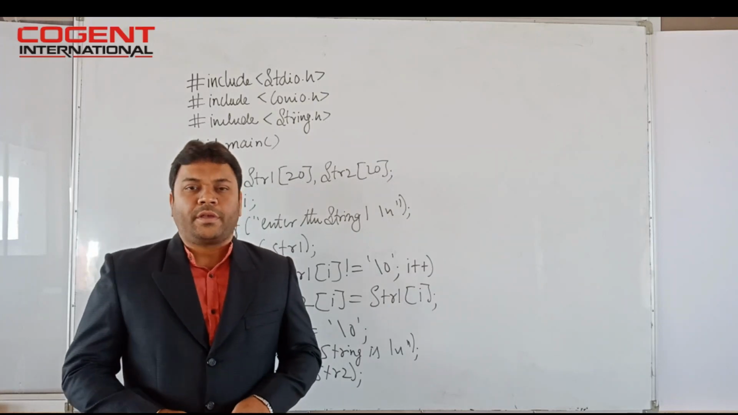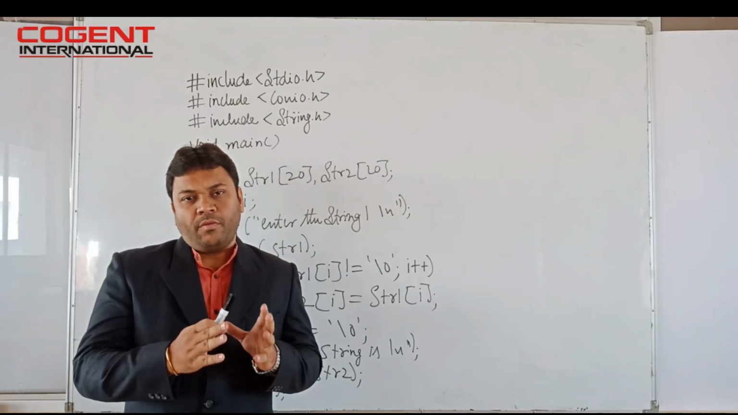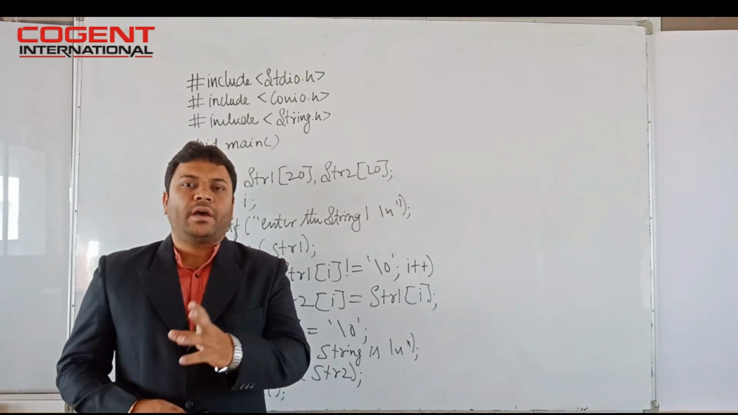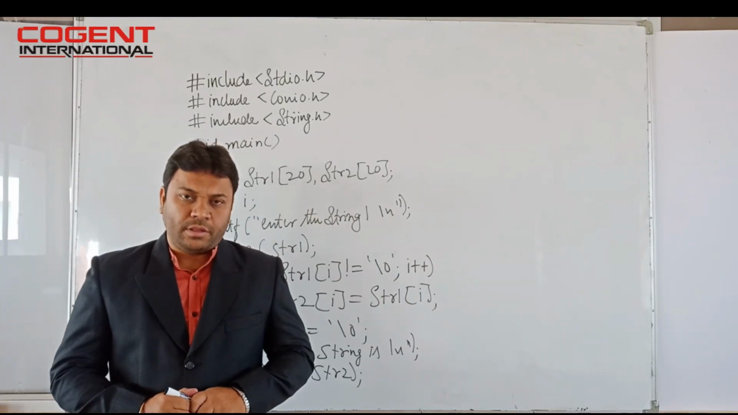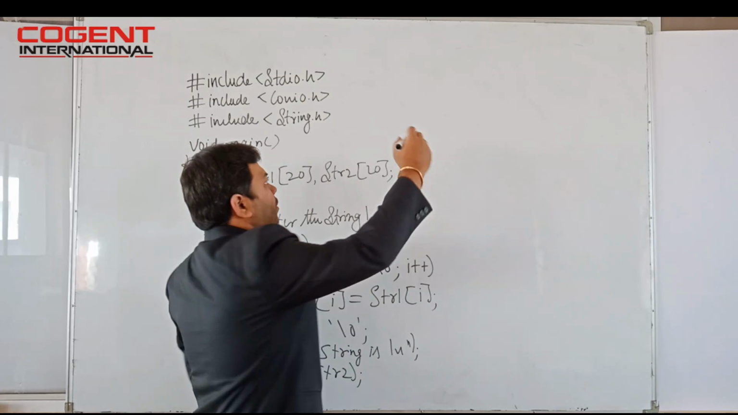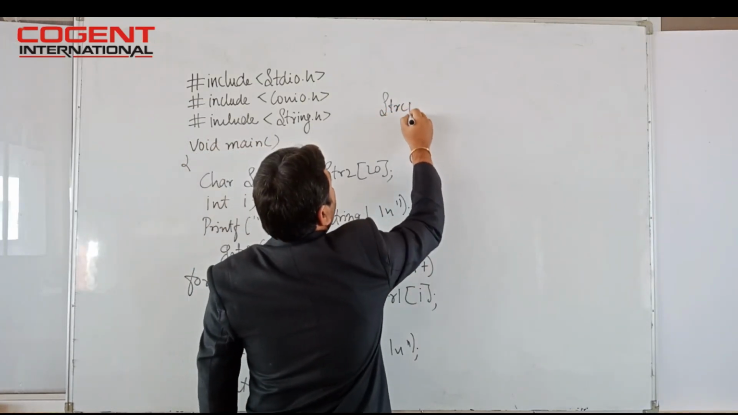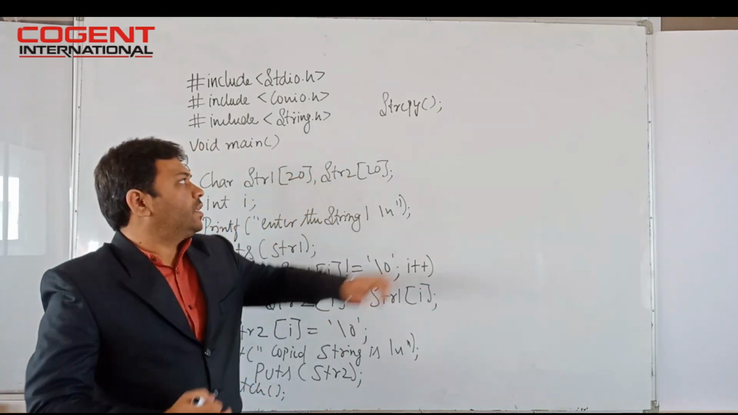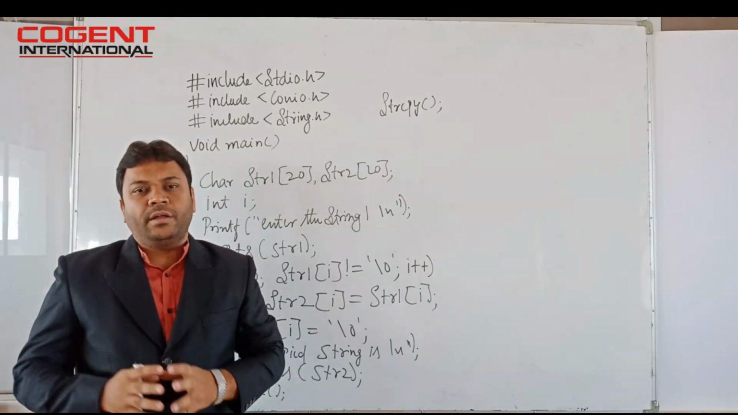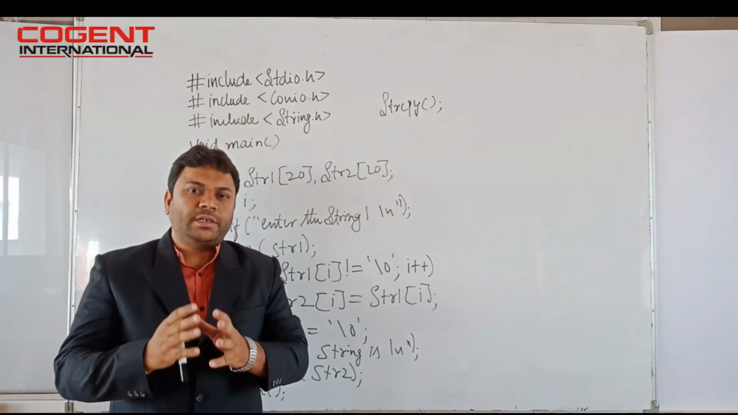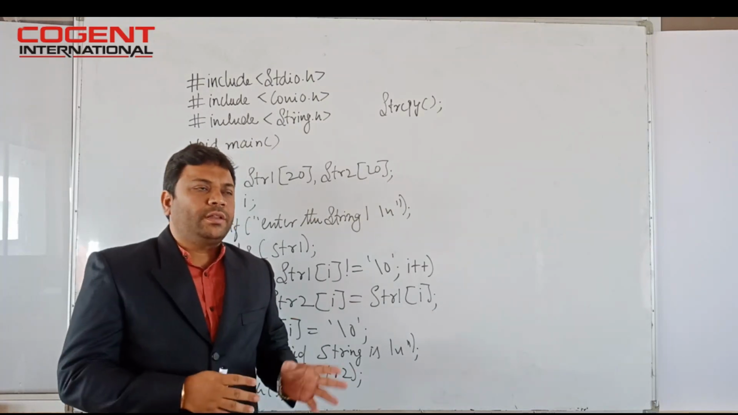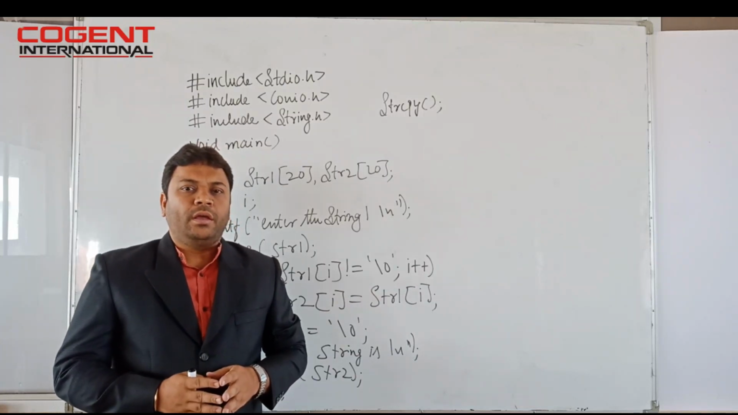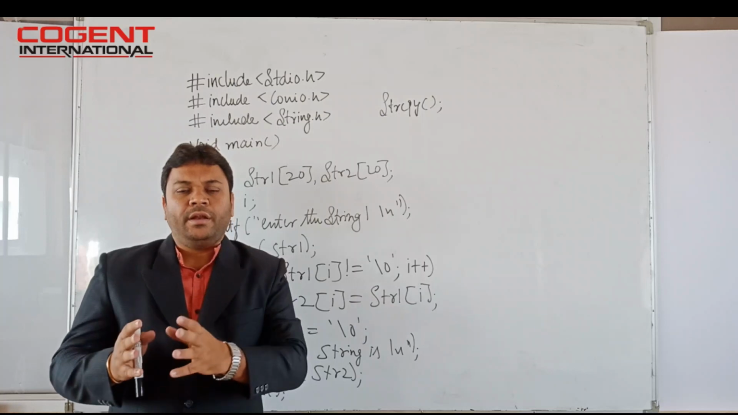Let us understand a C program to copy from one string to another string without using the built-in function strcpy. As we have seen in the previous example, this function is used to copy from one string to another string. Now we will see a C program without using this built-in function strcpy, how we are going to copy the content of one string to another string.